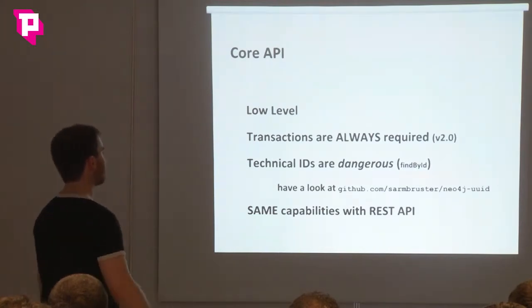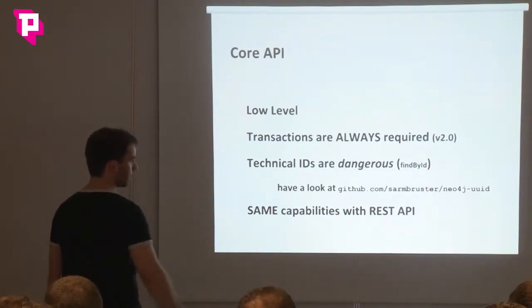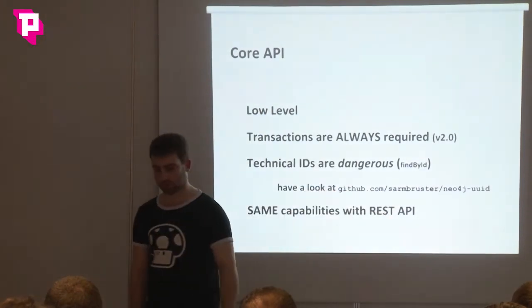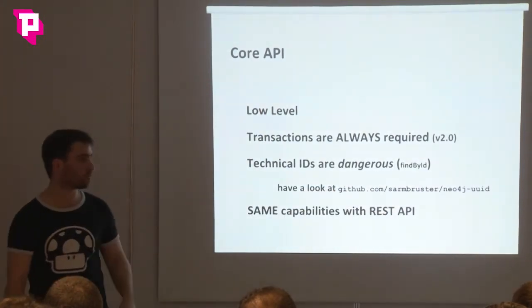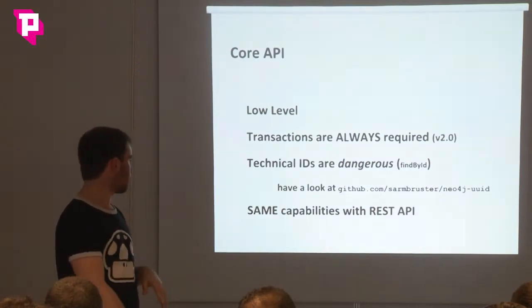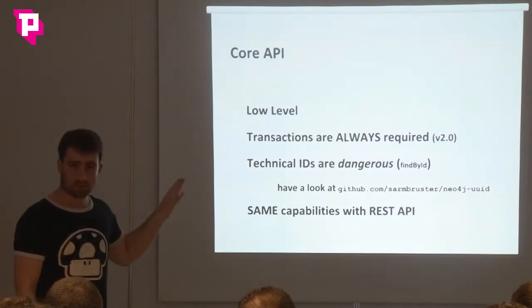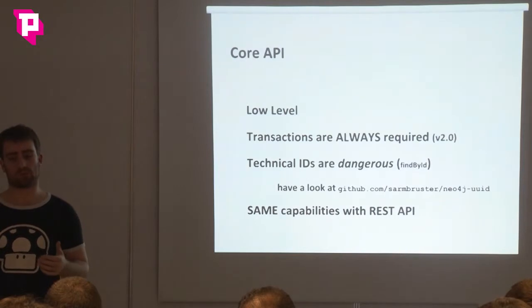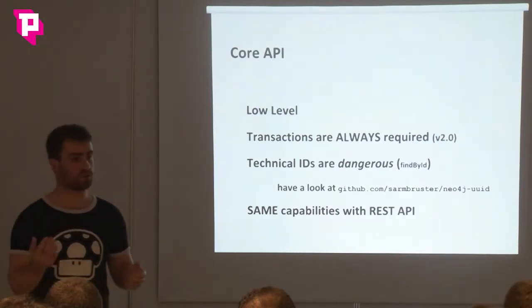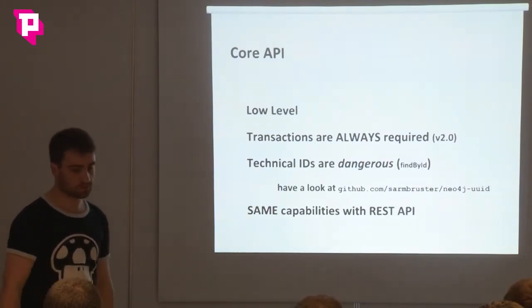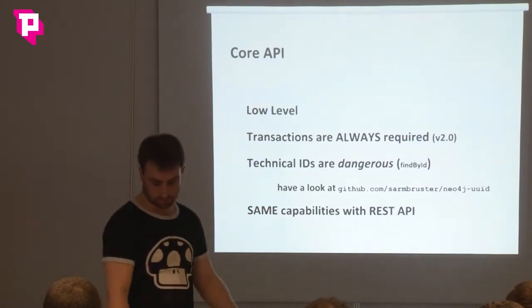If you really need an external reference, you can use this extension from Stefan Armbruster, he's an employee of Neo Technology. He created this extension to automatically assign real IDs, not technical IDs like this. And I showed you Java code. The REST API offers the same capabilities, so you can reuse them with the REST client of your language. It might be PHP, Ruby, Node.js, whatever. Yeah, any language.